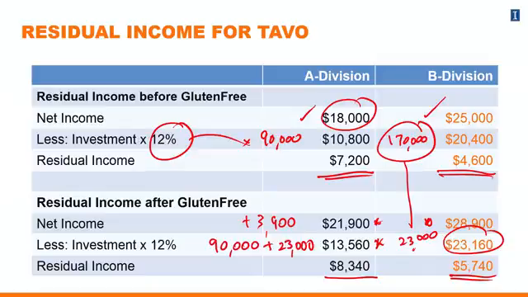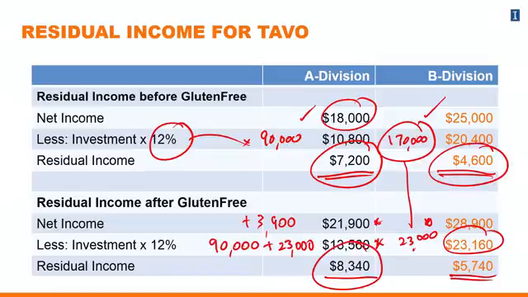So as you can see, if we were to use residual income as a financial performance measure and managers were incentivized to increase residual income, both of these divisions' managers would likely invest in the gluten-free option. The reason being, A division's residual income moves from $7,200 to $8,340. That's an increase. That's what the manager would be compensated higher for subsequently. And the same goes for the B division. $4,600 transforms into $5,740.